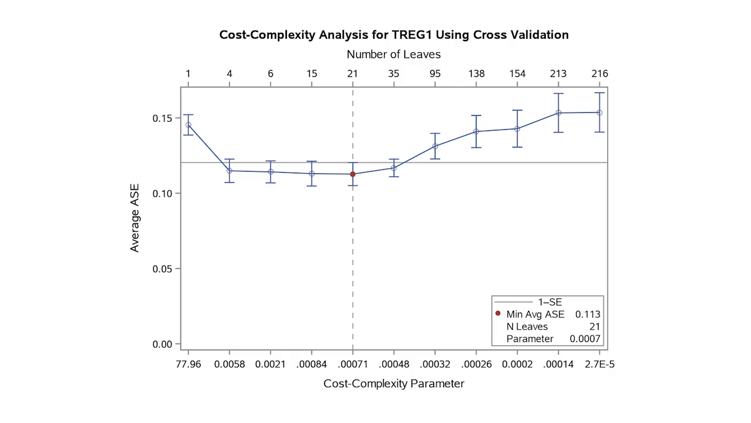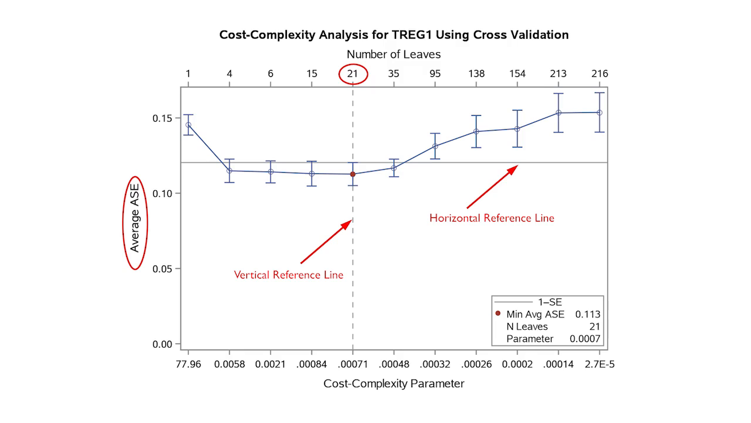Next, by default, PROC HPSPLIT creates a plot of the cross-validated average standard error, ASE, based on number of leaves for each of the trees generated on the training sample. A vertical reference line is drawn for the tree with the number of leaves that has the lowest cross-validated ASE, in this case, the 21-leaf tree. The horizontal reference line represents the average standard error plus one standard error for this complexity parameter.